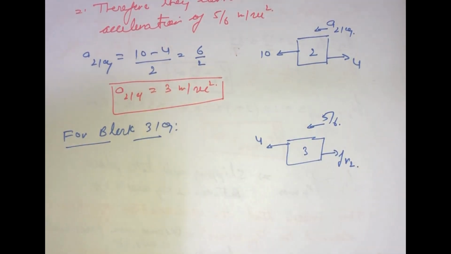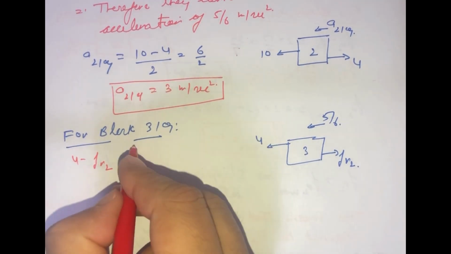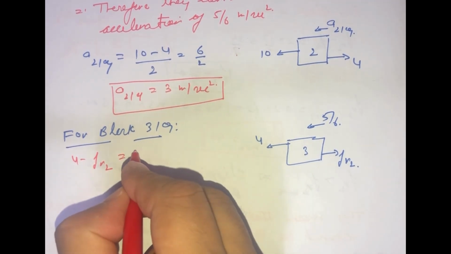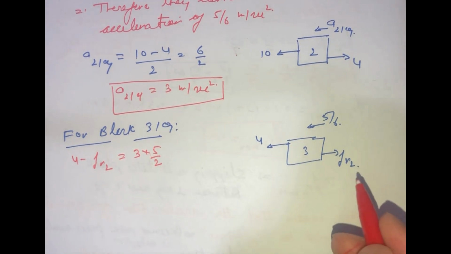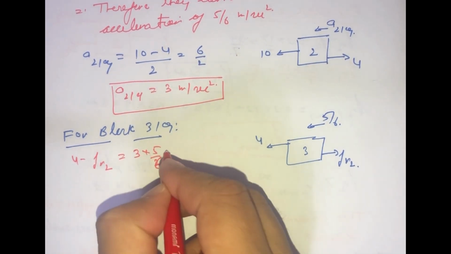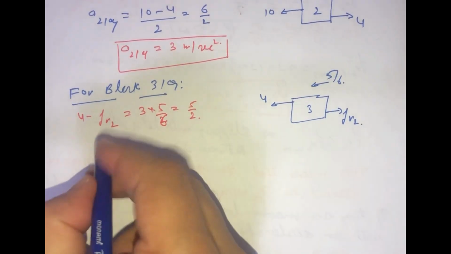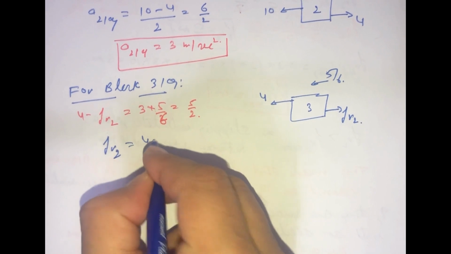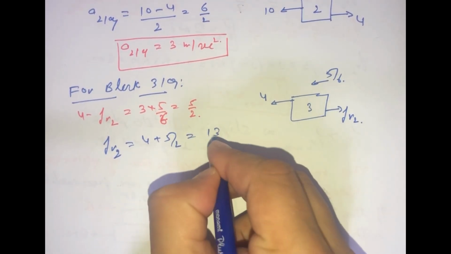So we get the equation as 4 minus FR2 is equal to 3 into 5 by 6, which is equal to 5 by 2. So from here we can see that FR2 will be equal to 4 plus 5 by 2, which will be coming as 13 by 2.